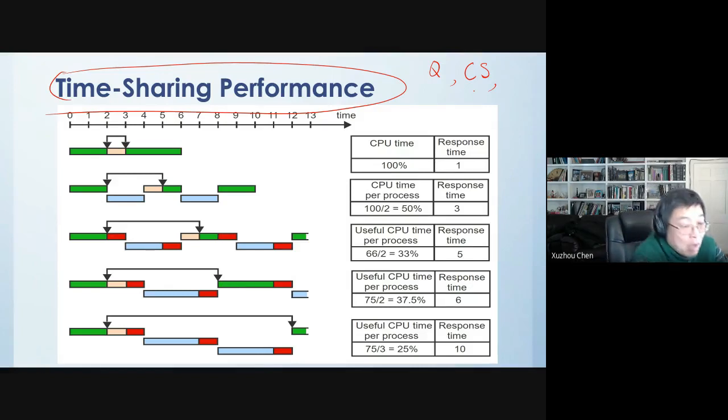And also the number of processes. The more processes fighting for the CPU, the slower the performance is going to be. We're going to talk about this later using this particular example.